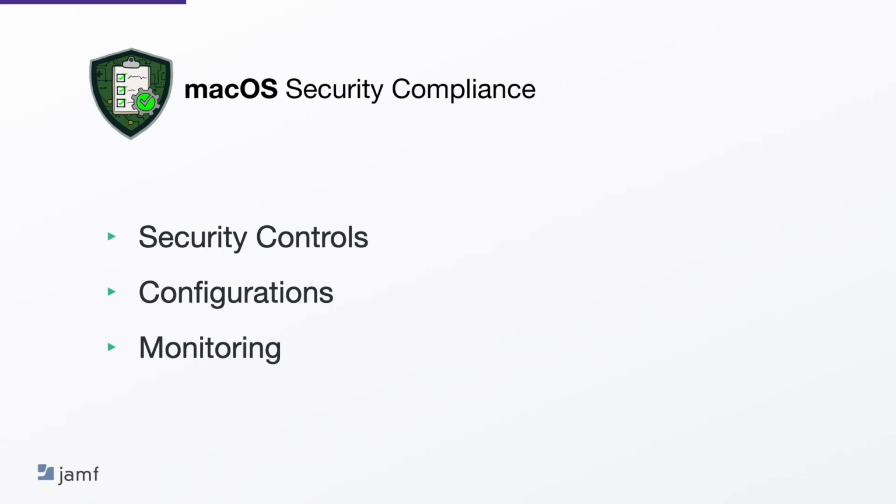Overall, the key components of the macOS Security Compliance Project are designed to ensure that the operating system is secure and compliant with various security standards and regulations. By implementing security controls, configuring settings, and monitoring the system, organizations can reduce the likelihood of security incidents and ensure that they are meeting their security obligations.